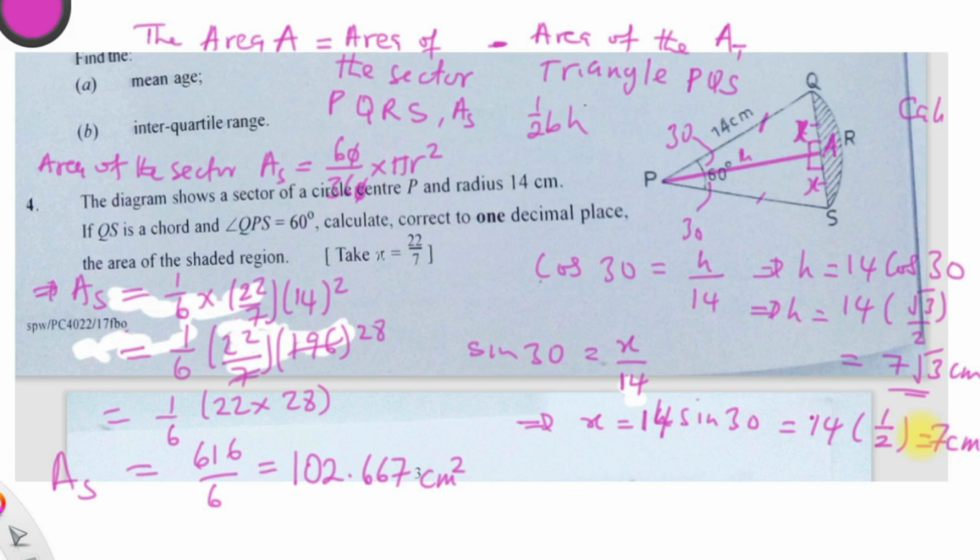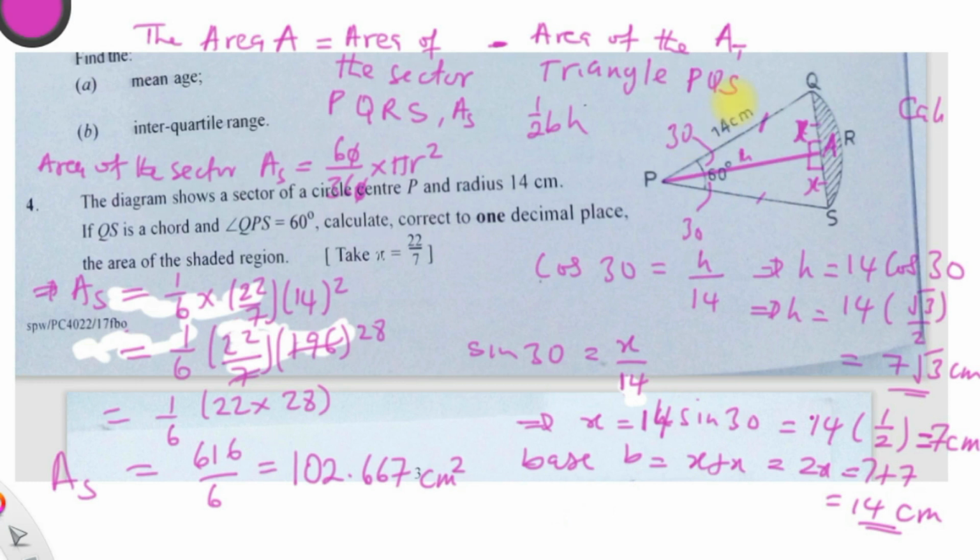Fine. So if that is the case, we know that the whole base B is equal to 2x, which is 7 plus 7, which is equal to 14 centimeters. So the base of the triangle happens to be equal to the radius. In other words, the length of this chord is the same as the radius of the circle. Fine. So this is what we have. Therefore, you can find the area of the triangle.